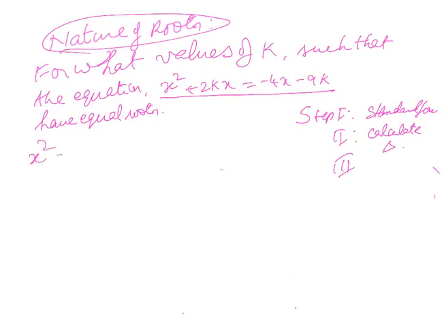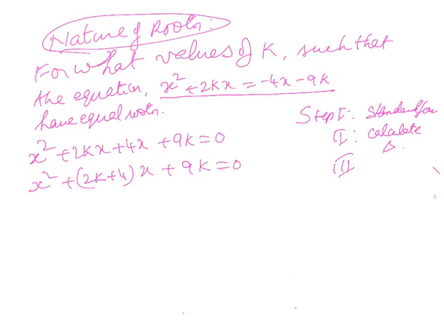That is x squared plus 2kx plus 4x plus 9k is equal to 0. I have to find this k, and there's a k here. So x squared plus (2k plus 4)x plus 9k is equal to 0. Now, for the discriminant, my a is equal to 1, my b is equal to 2k plus 4, and my c is equal to 9.